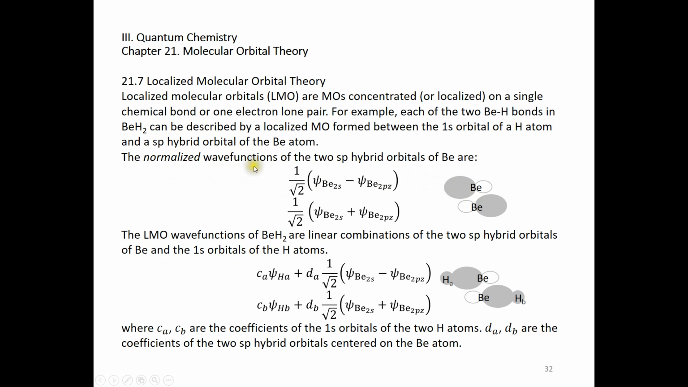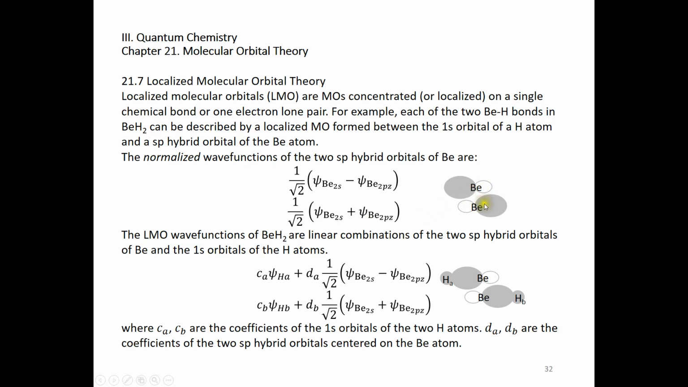The normalized wave functions of the two sp hybrid orbitals of beryllium are 1 over the square root of 2, the normalization factor, times psi of beryllium 2s minus psi of beryllium 2pz. This is one of the two sp hybrid orbitals. The other one is 1 over the square root of 2, the normalization factor, times the beryllium 2s orbital plus the beryllium 2pz orbital. So both sp orbitals are properly normalized.